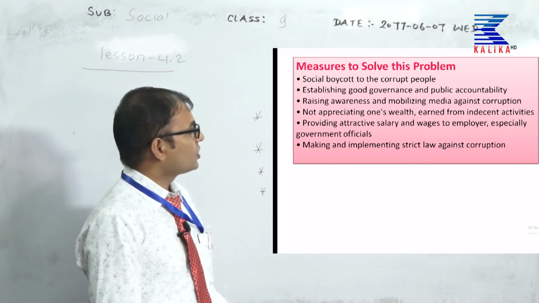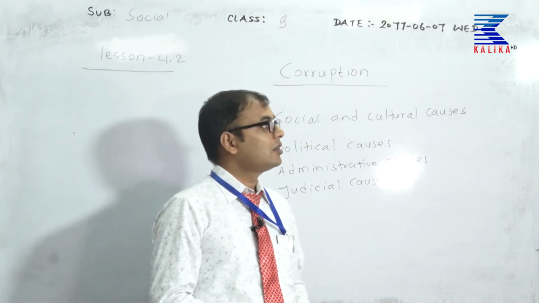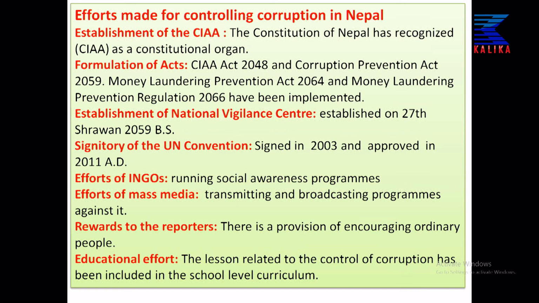Okay. So, now we talk about what efforts have been made in Nepal for controlling corruption. Here we talked about what corruption is, what the various causes of corruption are, and what the solution measures are. In the same way, here we are discussing what Nepal has done up to now for controlling corruption, and whether Nepal's effort in this work is effective or not.